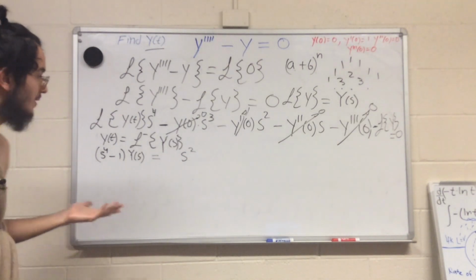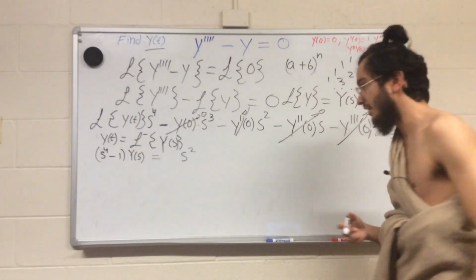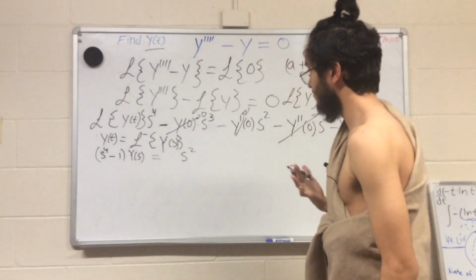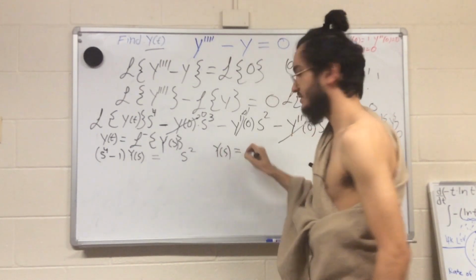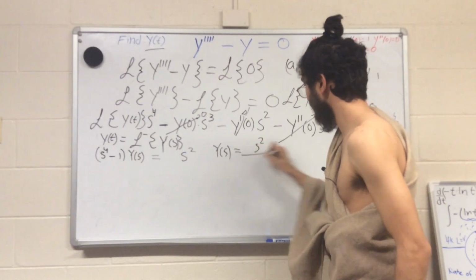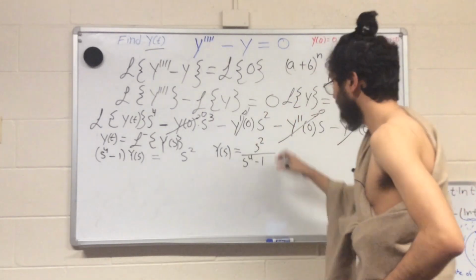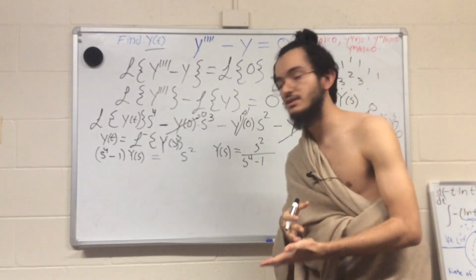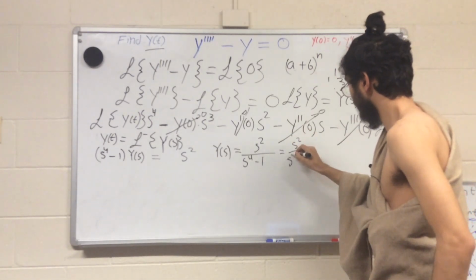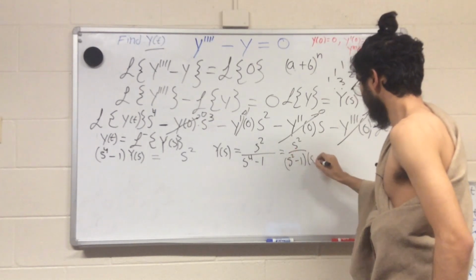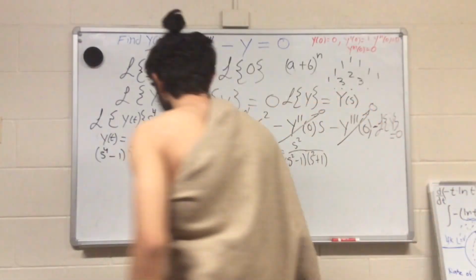It's much simpler, given the initial value problem, of course. If we were given different values, it would be a little bit more hairy, but for the purposes of this problem, it's simpler. So then we have that capital Y of s is nothing but s squared divided by s to the fourth minus 1. And so now the next thing we gotta do is split this up, decompose it into several fractions. So this is nothing but s squared divided by s squared minus 1 times s squared plus 1. Now we use the method of partial fractions.